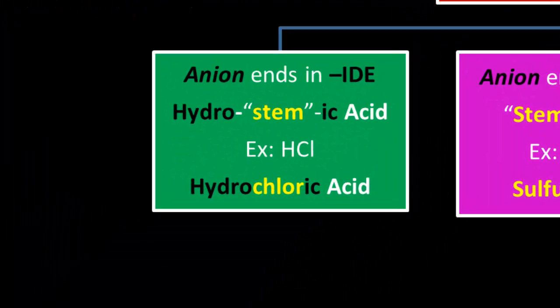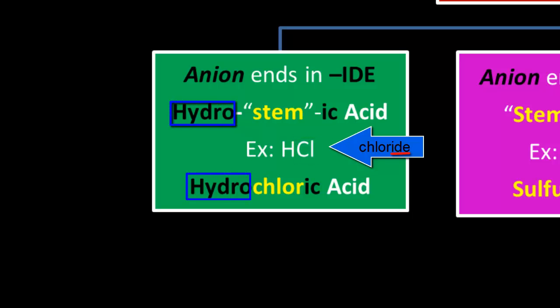If the anion ends in "ide," we are going to take the anion name, add hydro to it, and change the "ide" to "ic." So an example is HCl. The anion is chloride. It ends in "ide," so we're going to add hydro to it. So it's hydrochlor. The chlor is the stem. We're going to change our "ide" to "ic." So that would be hydrochloric acid.